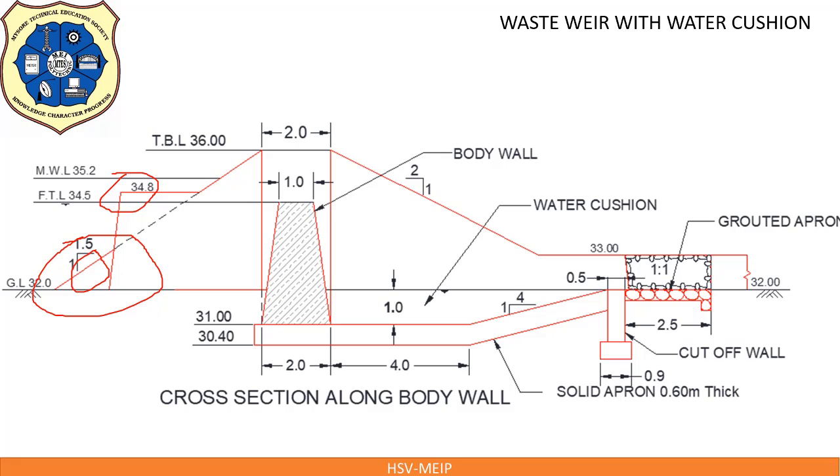which protects the edge of wing wall from water current and gives the stability. That is why we stopped the wing wall up to this portion only, and this is the batter given 1 in 8. That is like this, 8, 1. You can draw.